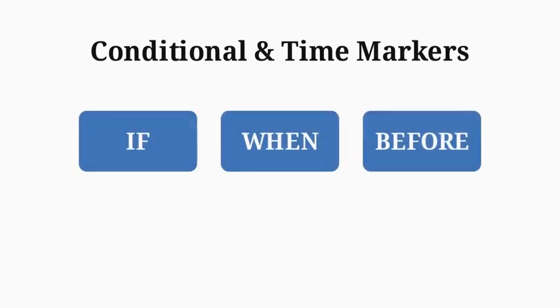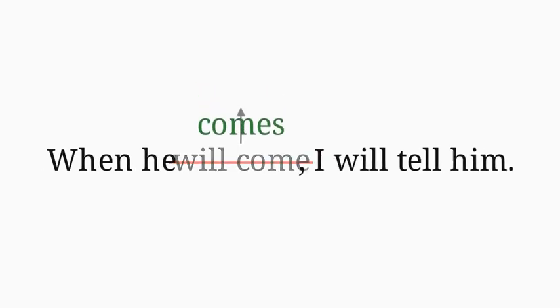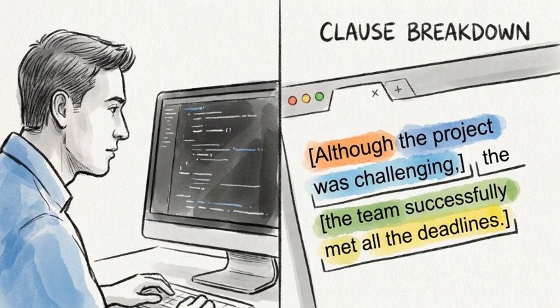There is also a specific rule for future sentences using words like if, when, or before. In the sentence, when he will come, I will tell him, the first will is incorrect. After these conditional markers, you must use the present tense, when he comes. Mastering these complex sentences requires balancing the fixed verb formulas with the logical relationship between the moving parts.